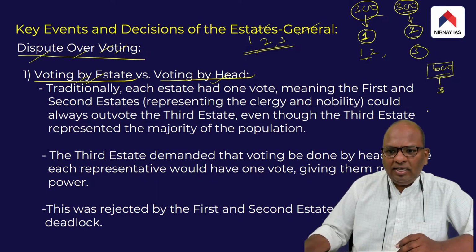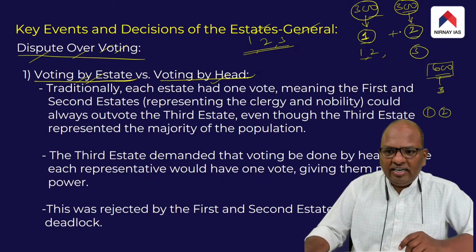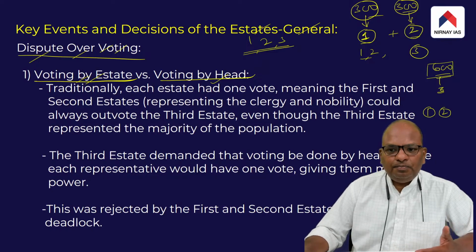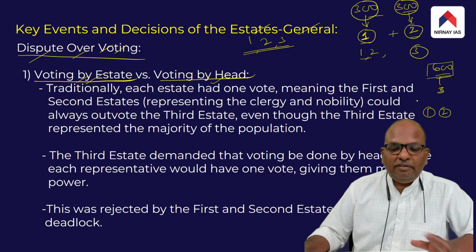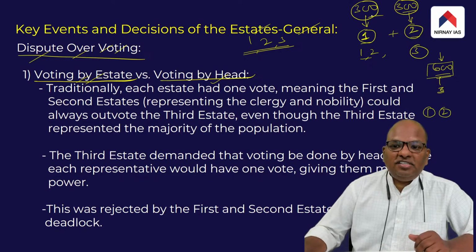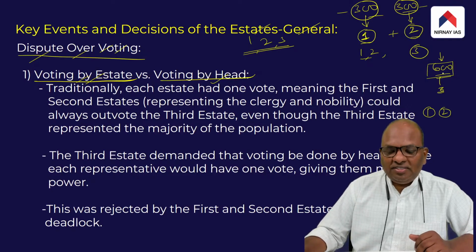So say for example, if the first and the second estate oppose imposition of additional taxes, then no additional taxes shall be collected from the privileged classes. If they are against collecting additional taxes, then additional taxes shall not be collected from the privileged classes at all. But the point is, in the third estate there were 600 people, whereas the first and the second estate put together there were only 600. The first estate only had 300, the second estate only had 300, whereas the third estate had 600.